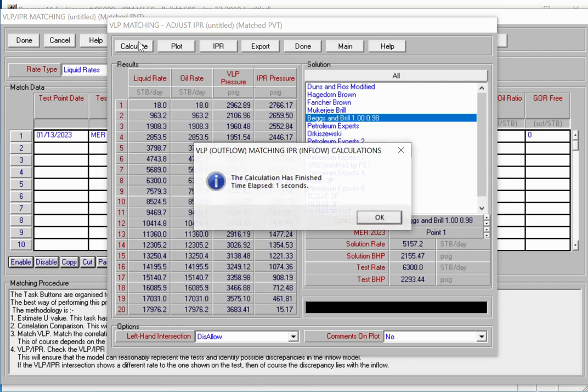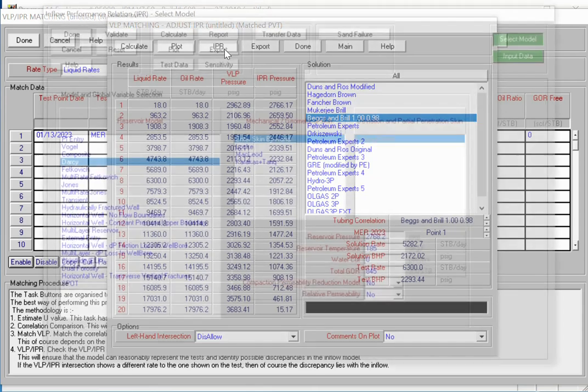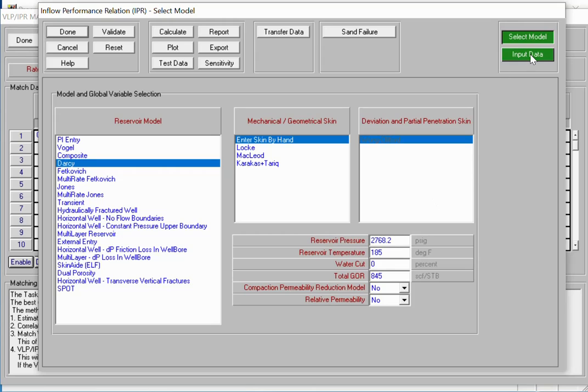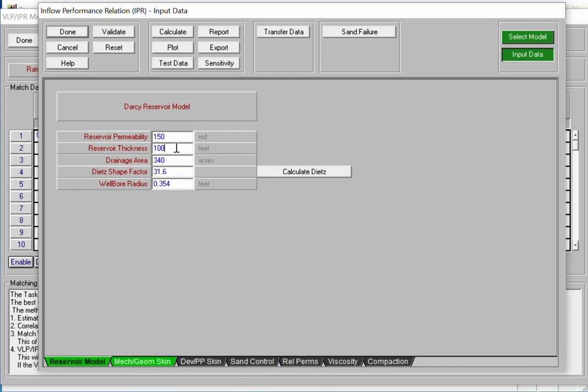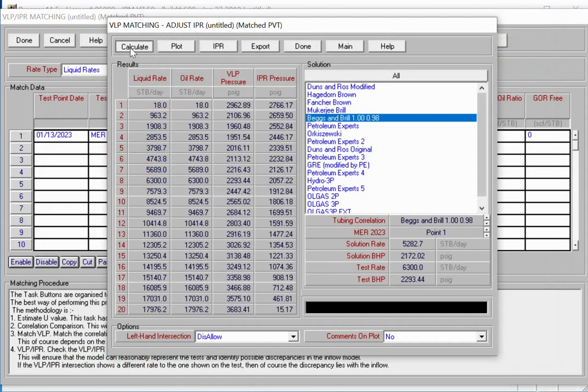So I'll calculate again, and I have 5,200. Okay, we're still getting there. You can also look at the reservoir thickness, maybe it was not a very good prediction there. So I'll also do this and see what I get. Yeah, okay, now this is pretty close, 6304 and 6,300. And then actually our PHP is also very good.